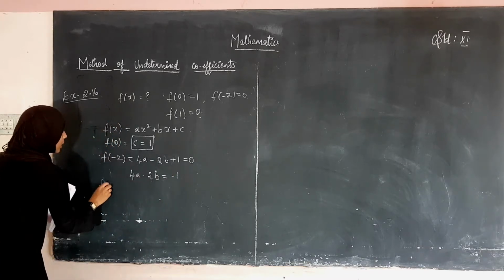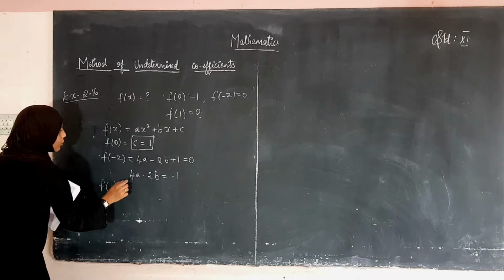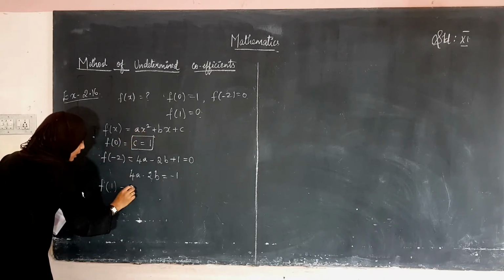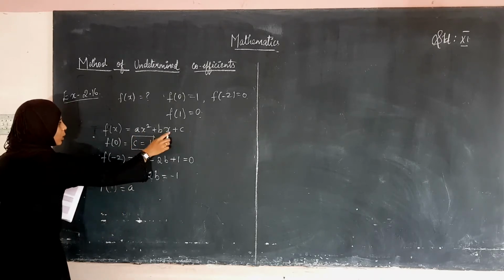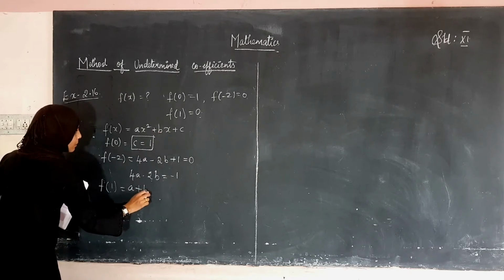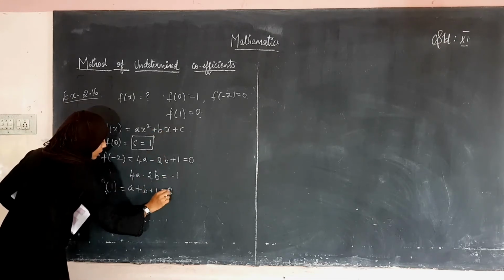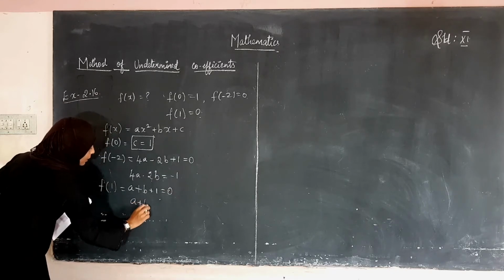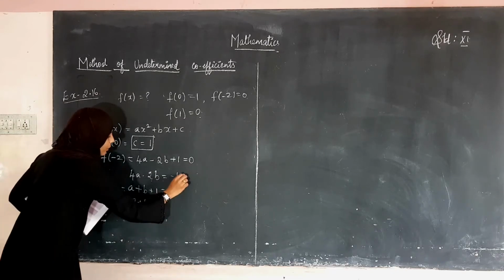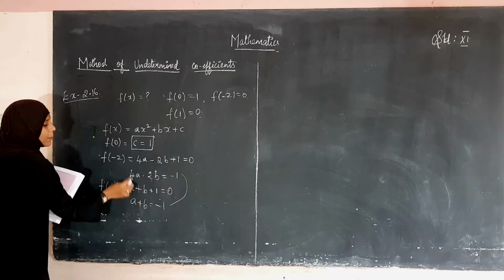And then the next one is f of 1. a into 1 square is 1a, that is a alone. 1 into b is b. So a plus b plus c, and f of 1 is equal to 0. Therefore, a plus b is equal to minus 1. Now we have to solve these.